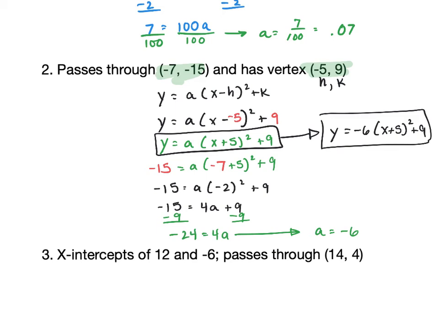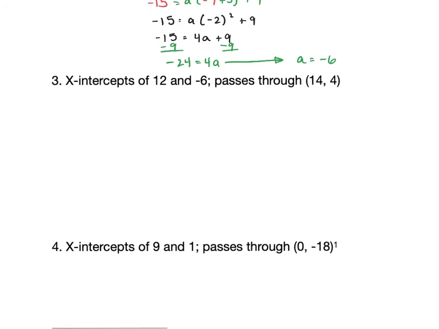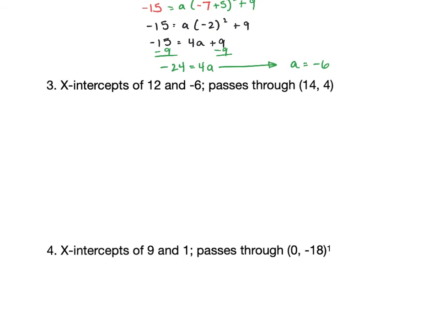We'll continue here. Now we switch gears a little bit. They gave us x-intercepts instead of the vertex. They still gave us an extra point, but these are x-intercepts. And as soon as you see that, you want to pull up this x-intercept form of parabolas. X minus p, x minus q, p and q are x-intercepts.